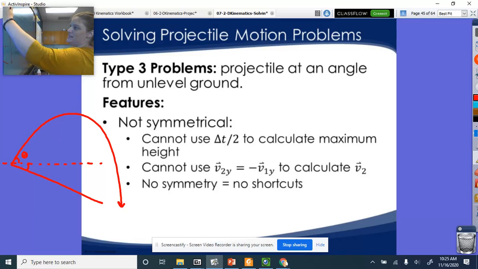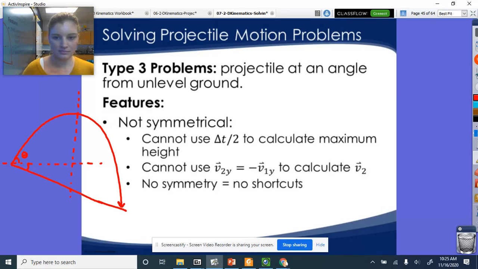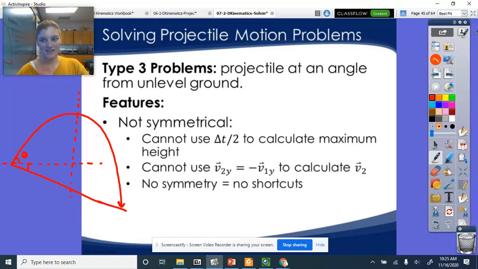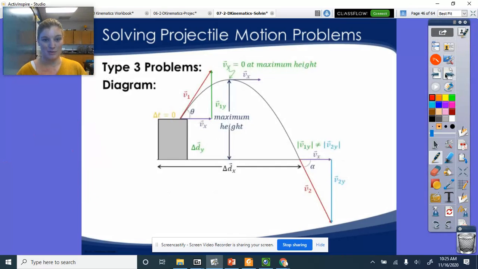So I can't take this and fold it in half and get the same thing because my ground level is changing the whole time. I can't just divide my time in half. I can't just say that my velocity is the same at the end as it is at the beginning in the y. So basically there are no shortcuts. This is the long haul sort of problem.